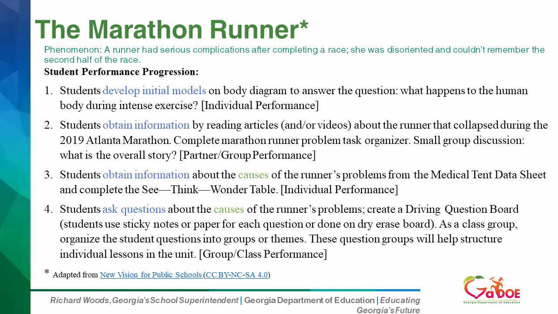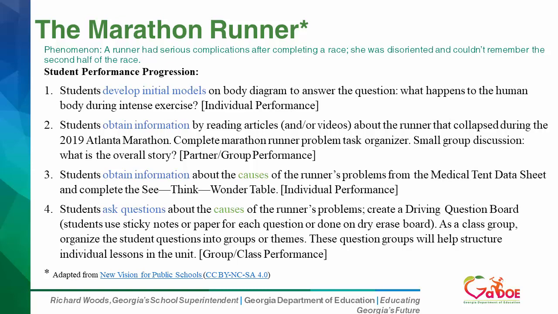So they work through and they're looking to explain the causes of the runner's problems. Now you can see here in this slide, the things colored in blue are the science and engineering practices. In green, we have the cross-cutting concepts. So in each piece of a phenomenon task, students are involved with a science and engineering practice and a cross-cutting concept. It's an integral part of what they are doing and how they are working to explain that phenomenon.